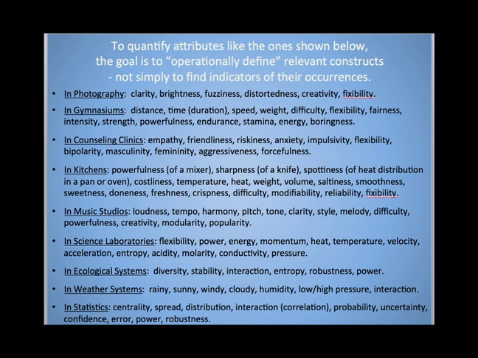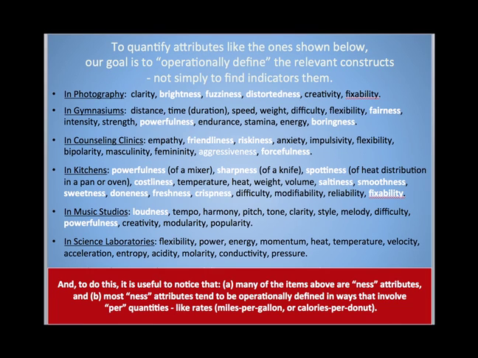To quantify attributes like the ones shown below, the goal is to operationally define relevant constructs, not simply to find indicators of their occurrences. But many attributes cannot be measured directly. So, to define them in measurable ways, it is useful to notice that a. Many of the items in the list above are "ness" attributes, and b. Most "ness" attributes tend to be operationally defined in ways that involve quantities, like rates, miles per gallon, or calories per donut. That is, they involve relationships between two or more other quantities.